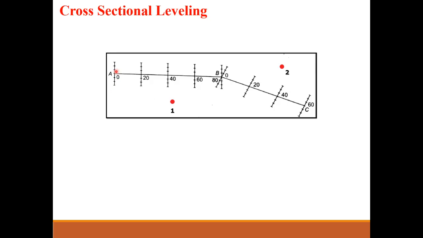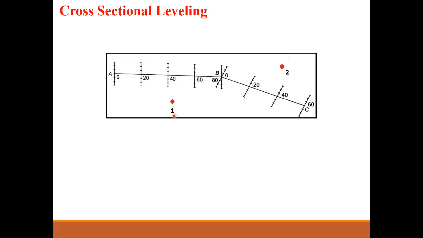Then we move towards the other side of the road. It will be the fifth reading, sixth and seventh reading. So you can see at a single station A, to perform cross-sectional leveling, you have to take a number of readings at the left and the right side of the center line.